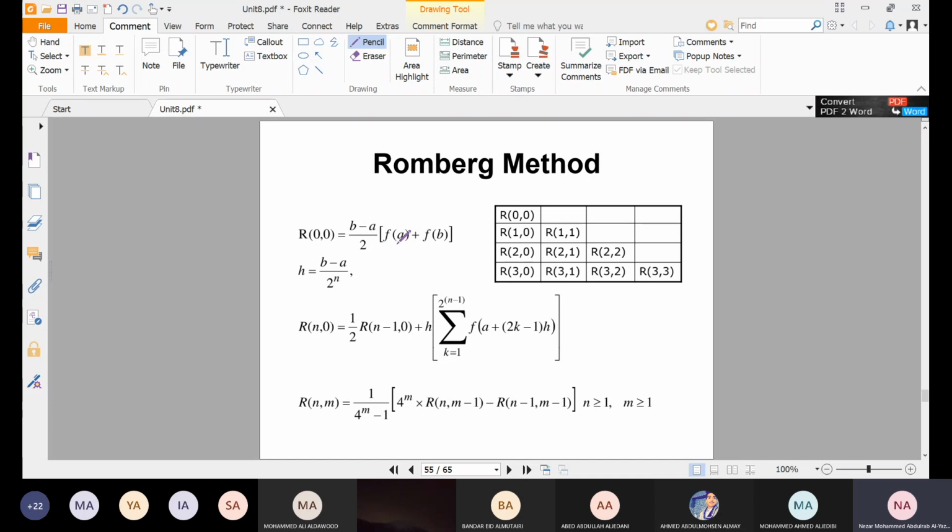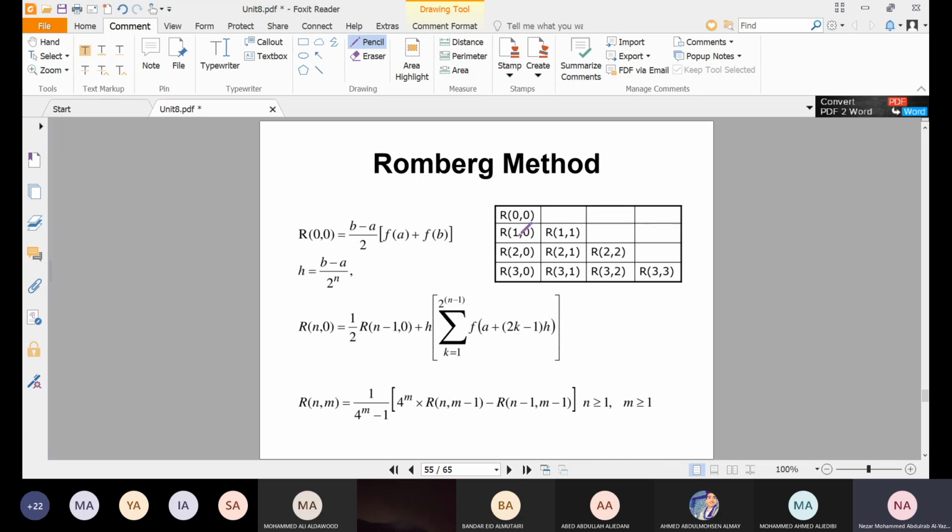Okay, so this is a logarithmic or recursive Romberg method. We can compute R00 by this form. After that, the value of h is equal to this form. We have here h equals (b minus a) over 2 to the power n.